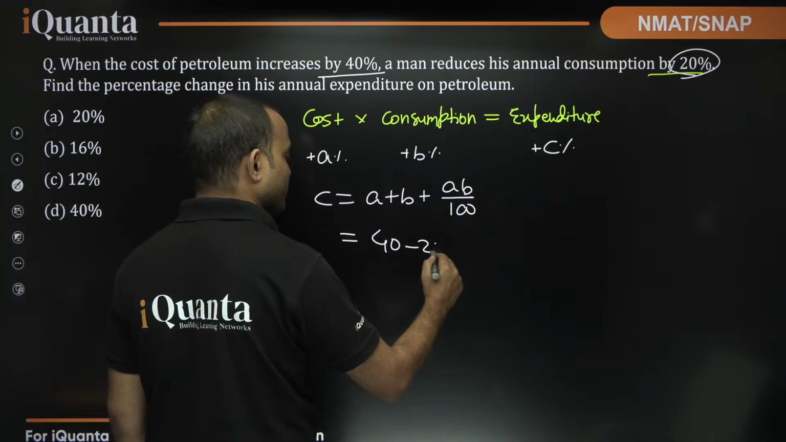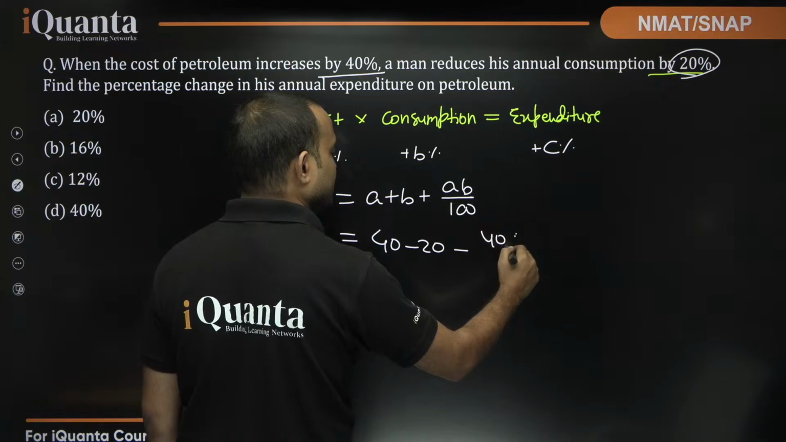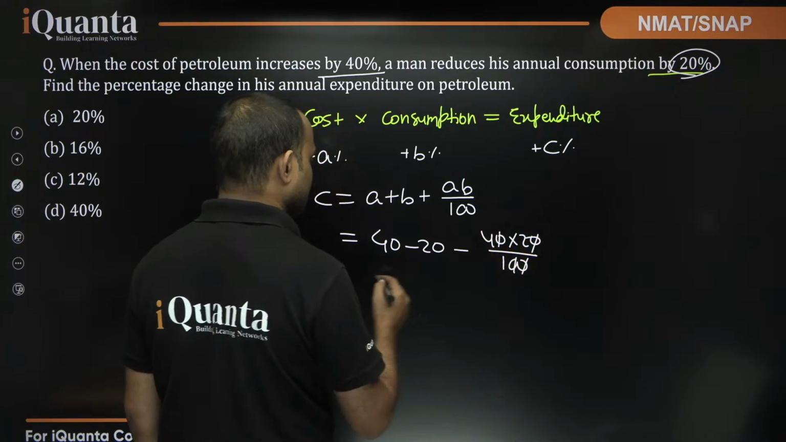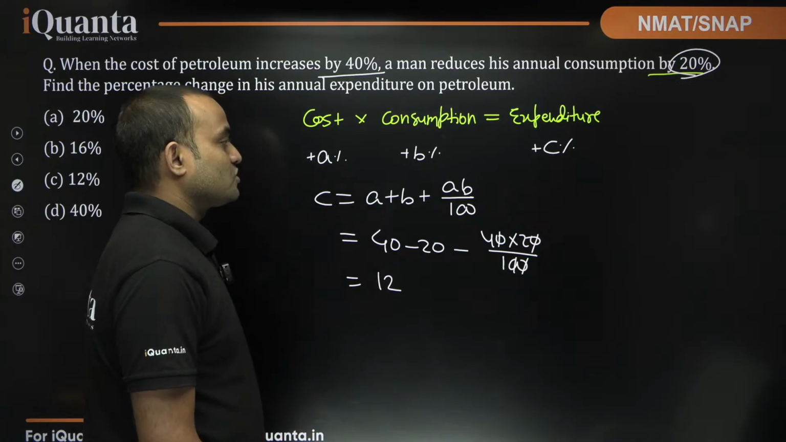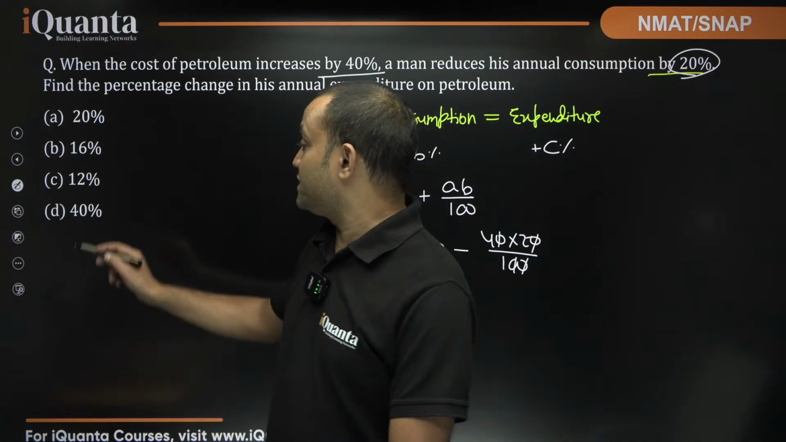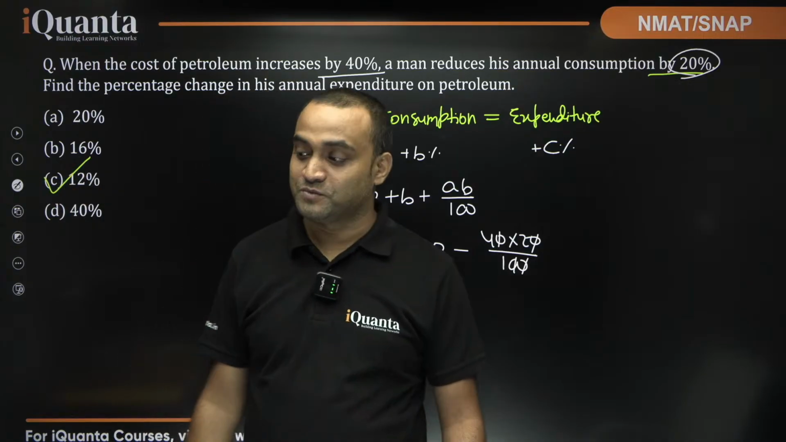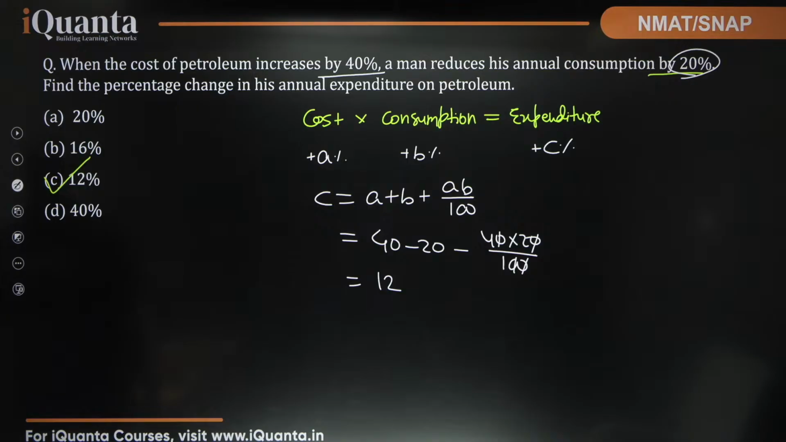So minus 20, A into B, plus into minus is minus, so 40 into 20 upon 100. This is cancelled out, or we can say this will be equal to 12. So the percentage change in expenditure will be 12%. It will increase by 12%. That's the fastest way to solve these types of questions.